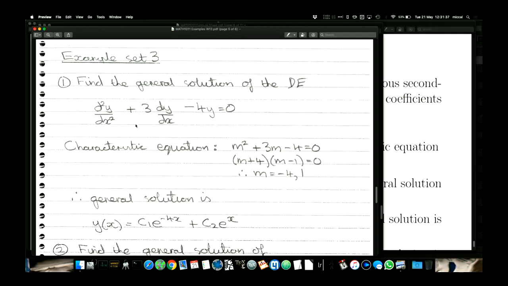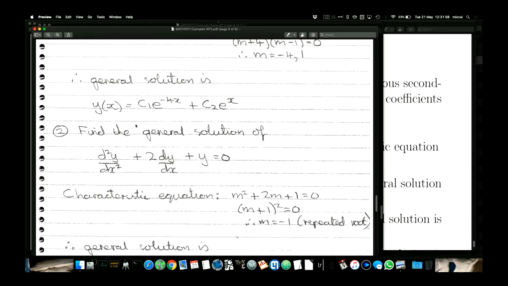So all you've got to do is solve a quadratic. Well, this one's easy to solve. Can I think of two things that multiply to give minus 4 and add to give 3? Hopefully the answer is yes. 4 and minus 1, so the roots are minus 4 and 1. Bang, that's the answer. Done. That's all you've got to do. Easy.